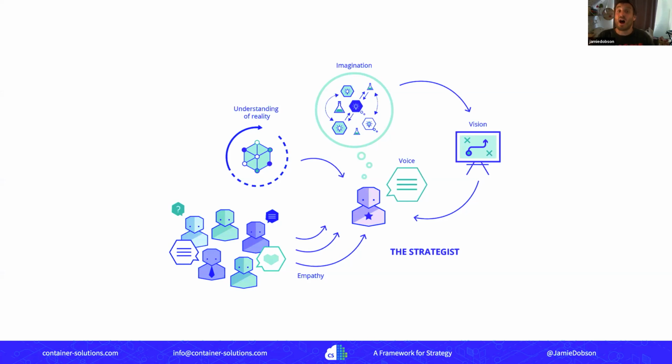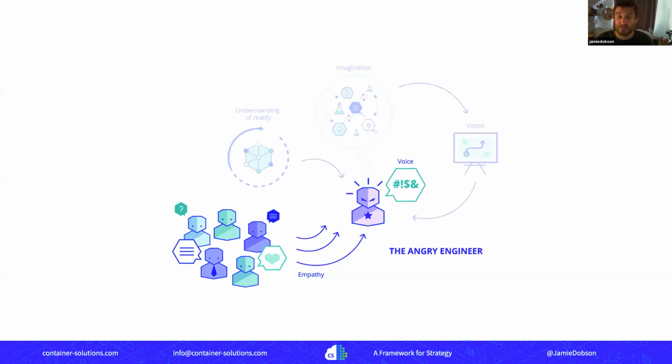What do these half-baked strategists look like? Well, this is the most common archetype. I developed this years ago, actually, but it's still a lot of fun. The angry engineer, this is the one that many people in our world recognize. The engineer has a lot of empathy for the group that they represent. Often they have a voice, actually, and it can be a very loud voice.